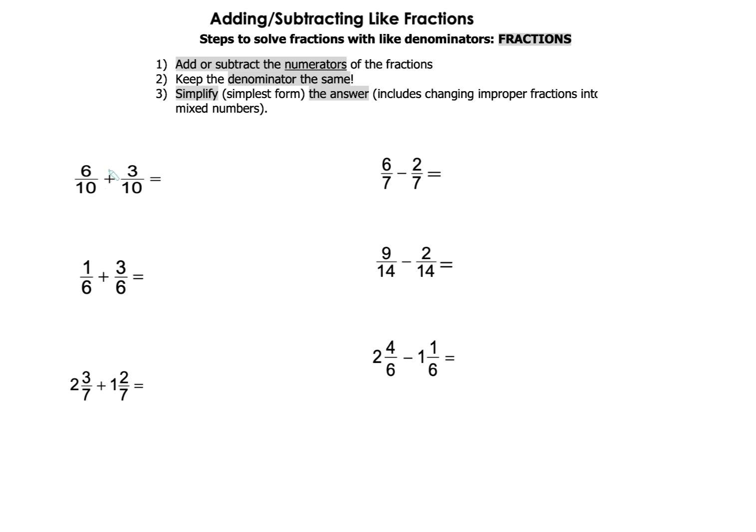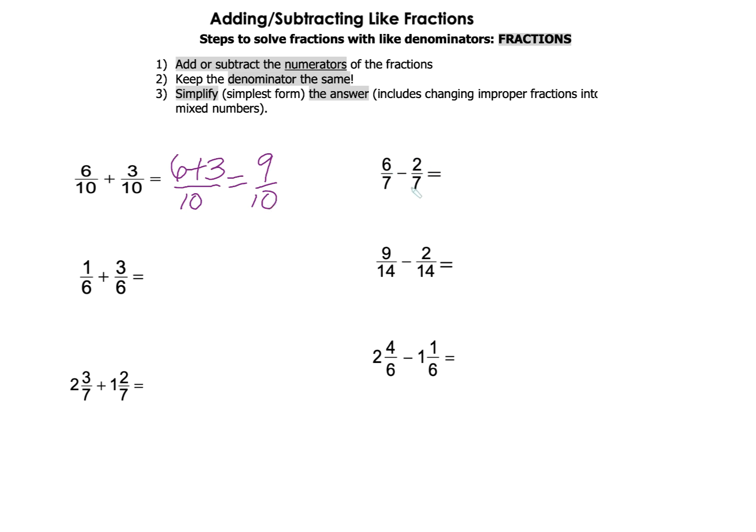So I have 6 over 10 plus 3 over 10. So remember what the rules state. It said add or subtract your numerators. So we're adding, so this will be 6 plus 3. I'm going to keep my denominator 10. 6 plus 3 is 9 over 10. And there's my answer, 9 over 10. Now, can I go to step 3? Let's check. Now, 9 and 10 are already in their simplest form. The only number that can divide 9 and 10 evenly is 1. And if you divide by 1, your answer will still be 9 over 10.